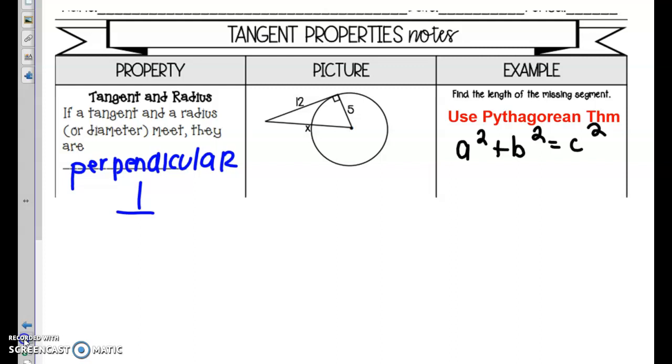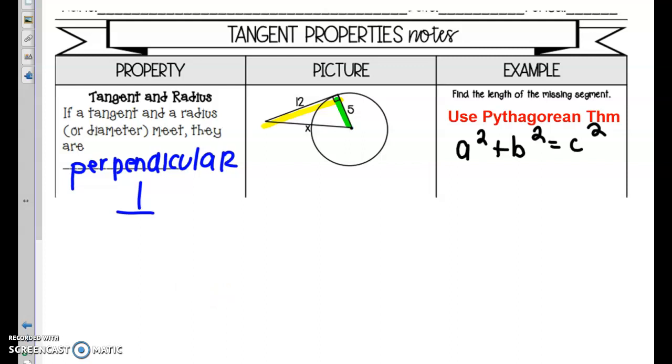So if we look over here at our picture, we have this 12. That is a segment that is tangent to the circle. And 5 is a radius because it goes from the center of the circle to the perimeter. So we know those two sides of the triangle. We know they meet to form a right triangle because the tangent and the radius are perpendicular. So when we have a right triangle, we can use the Pythagorean theorem to solve for the missing side. So here we're going to use the Pythagorean theorem to solve for x.